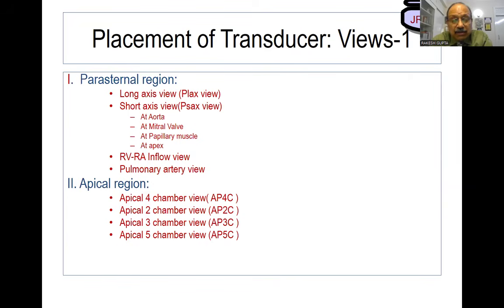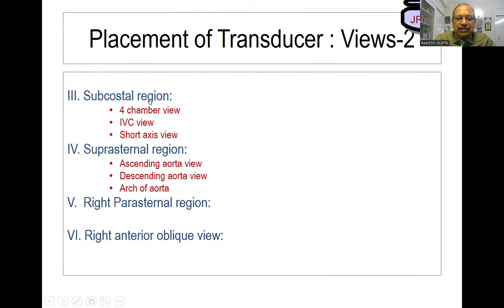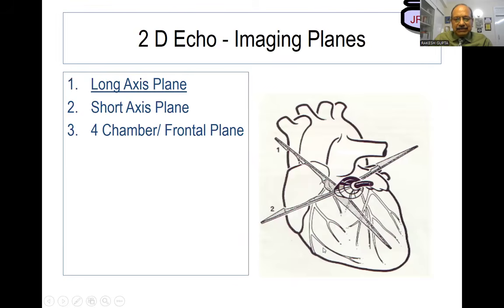Now listen, the most important windows are the parasternal windows. They look very exhaustive, but they are not once we start doing it. There's the parasternal long axis view, short axis view, RV inflow view, and pulmonic artery flow. Let's start with the parasternal long axis view one by one. I said third intercostal space, index marker at 11 o'clock position. What we look at is the long axis view, the RV inflow view, and the parasternal short axis view at the aorta, mitral valve, papillary muscle, and apex.